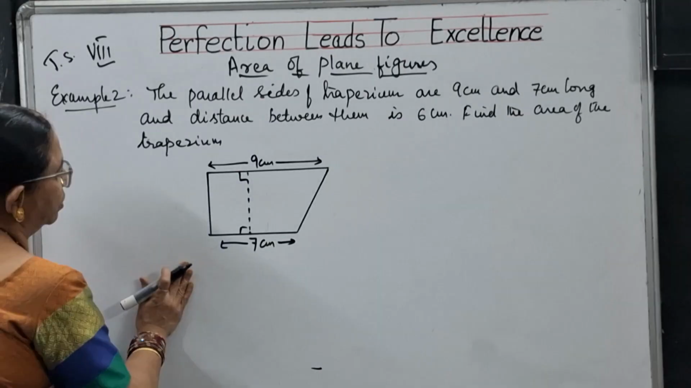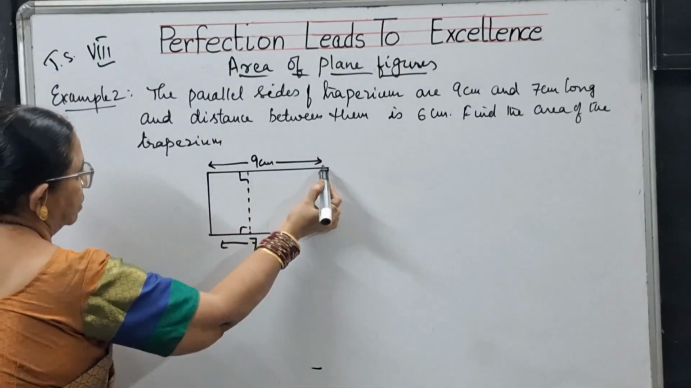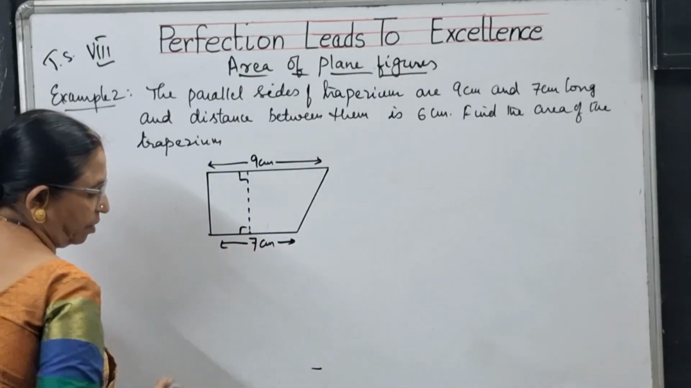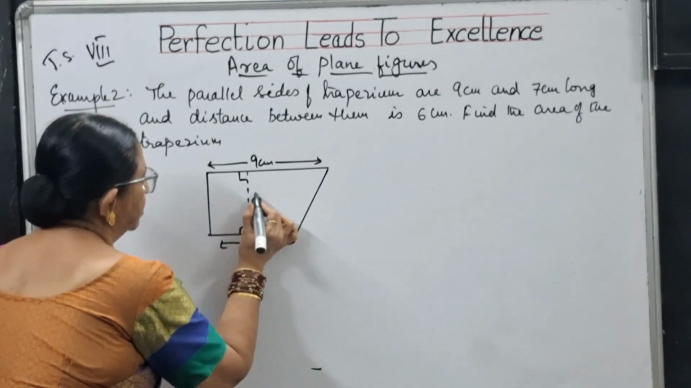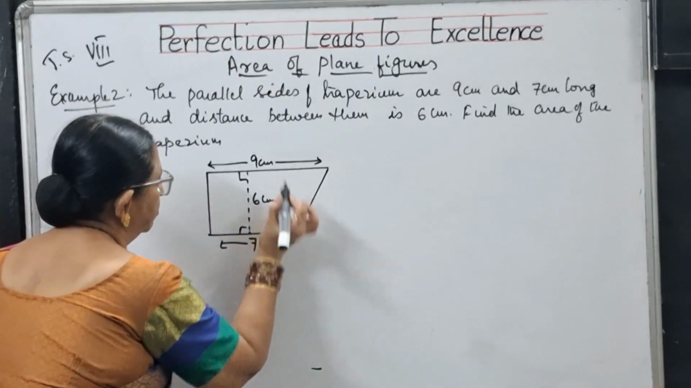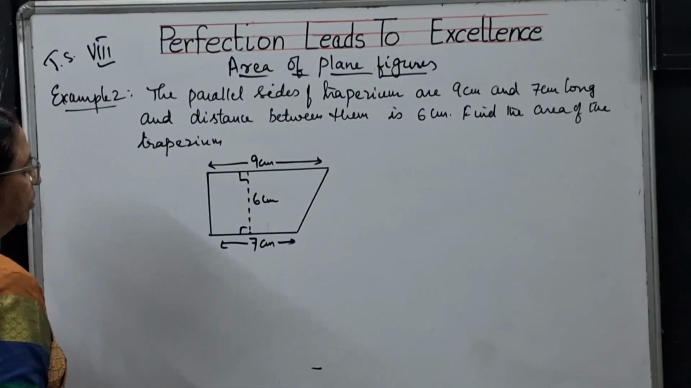So this is the figure given in your textbook. These two are parallel sides. One is 9 centimeters and one is 7 centimeters, and the distance between them is 6 centimeters. This is the distance between them, the 6 centimeters. Now you have to find the area of the trapezium.